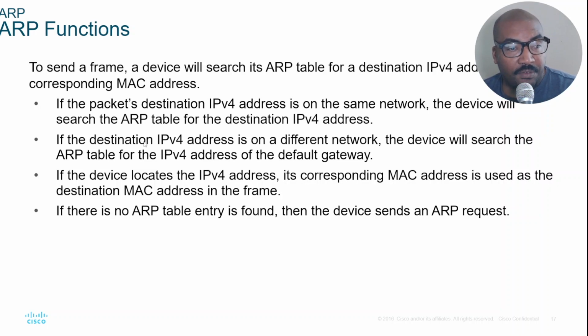If the destination IP version 4 address is on a different network, the device will search the ARP table for the IP version 4 address of the default gateway. Remember, if it's not on the local network, it sends it out to the default gateway.